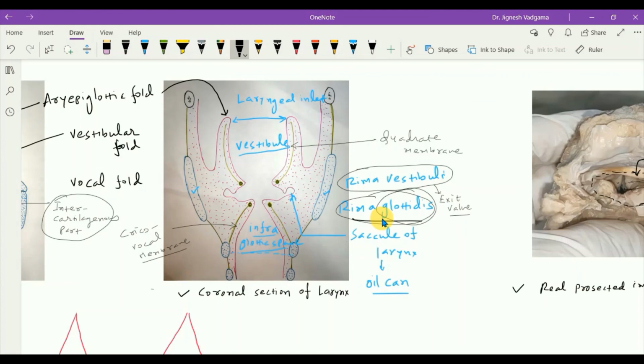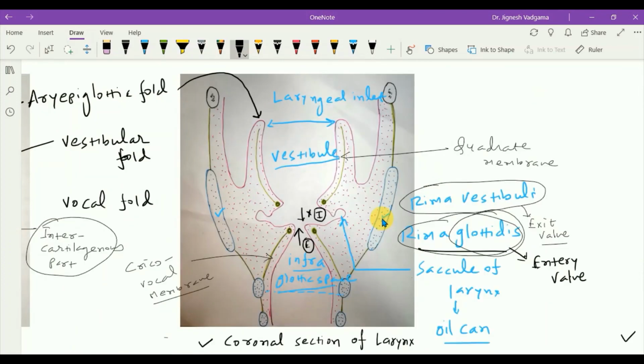While the function of the rima glottidis is that it permits the air exit in expiration and prevents the air entry in case of inspiration. So it acts as the entry valve. A person can hold the breath at the end of expiration and prevent the next inspiration from following. Another function of the rima glottidis is that it acts as the voice box, and this is responsible for the production of the voice in human beings. And this voice is produced by the larynx by the vibration of the vocal folds.